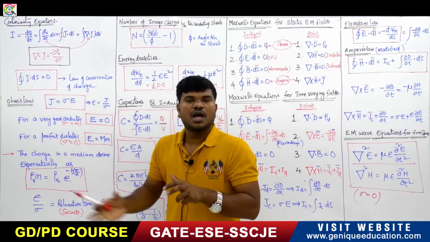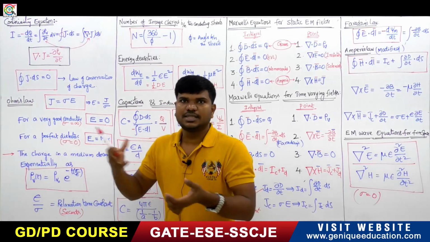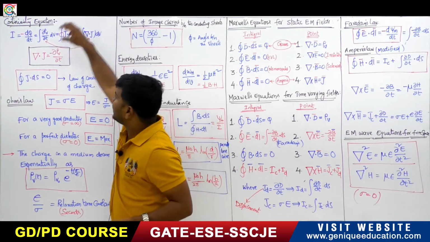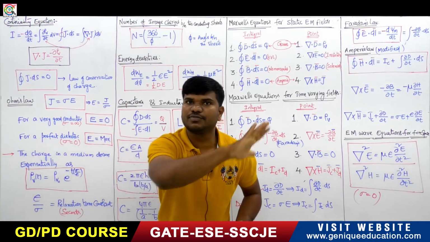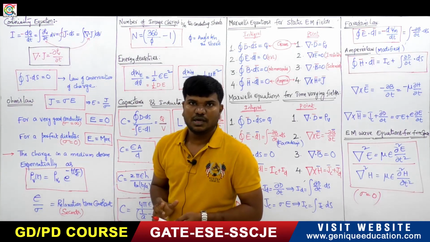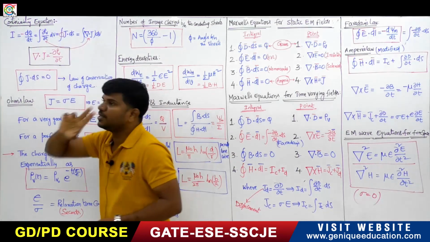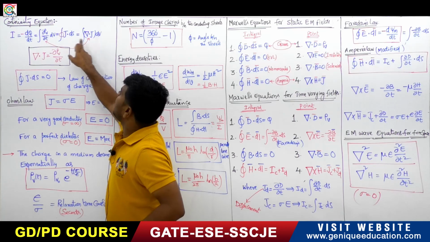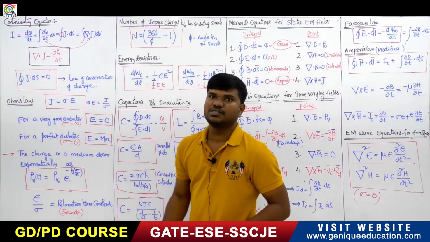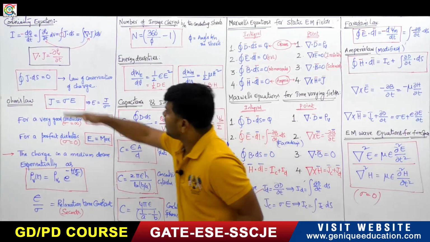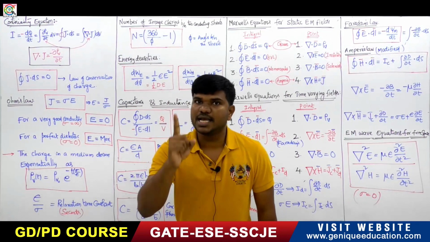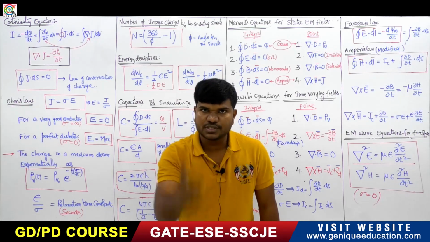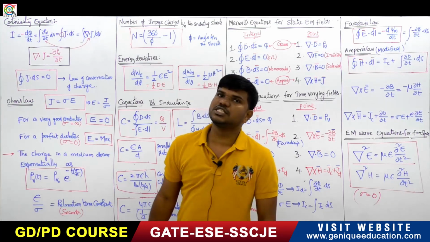After a finite amount of time, what happens? The charges will be vacated from the volume charge. If the charges are vacated from the volume charge, there is no chance of divergence for the current. That's why del dot J will be 0 after some time. If del dot J is equal to 0, automatically the closed integral J dot dS also will be 0. So that's why closed integral J dot dS is equal to 0. It is the law of conservation of charge.